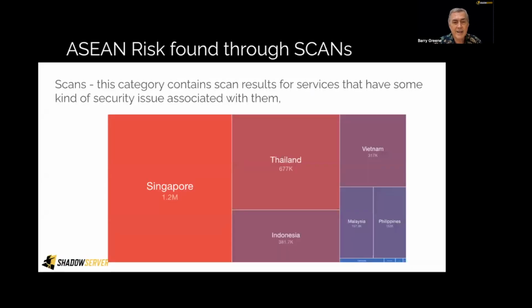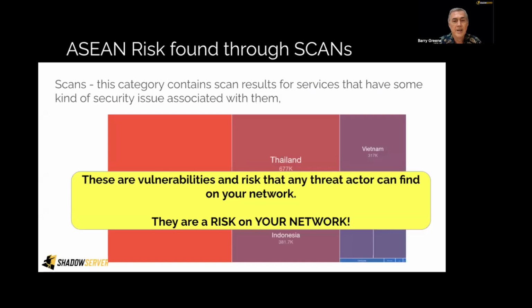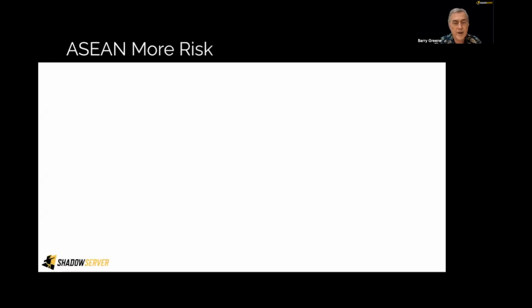Then you've got scans. Scans show risk out there. Okay, look at that. Now it's Singapore, 1.2 million areas of risk. This isn't just like, oh, there's OpenSSL. No, this is identified as risk to the system. So this isn't just open ports. There's some sort of risk on the systems. All right, so this is on your network, right?